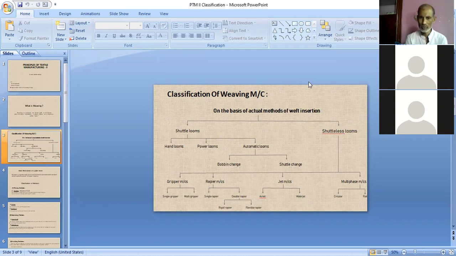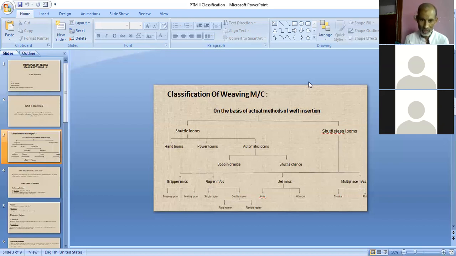Then shuttleless looms are further categorized into 4 categories. One is gripper machines, also known as projectile machines, in which we use projectiles or grippers, which are very small devices as compared to a shuttle. That's why we require very little shed height. Due to that, we can go for higher loom speeds, which is not possible in shuttle looms.